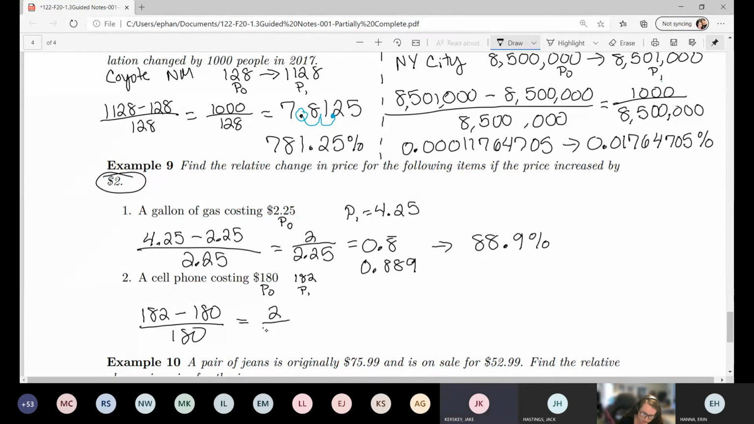Wait, where are you getting 182 from? Yeah, so again, we're increasing everything by $2. So if it started at 180, increasing by 2 is 182.